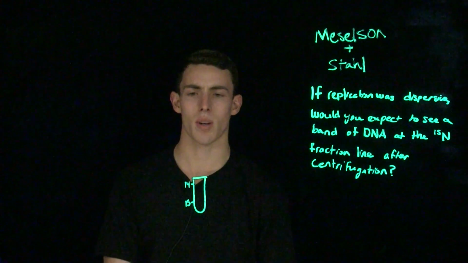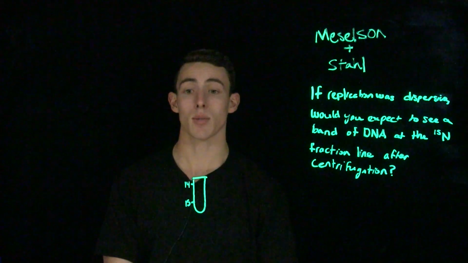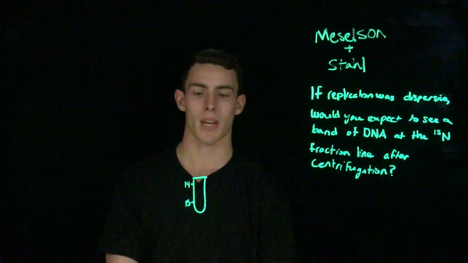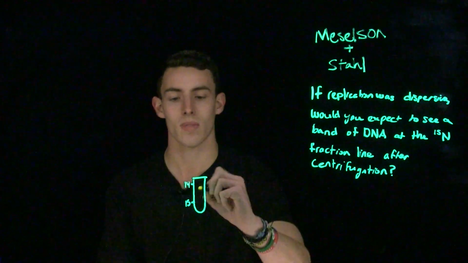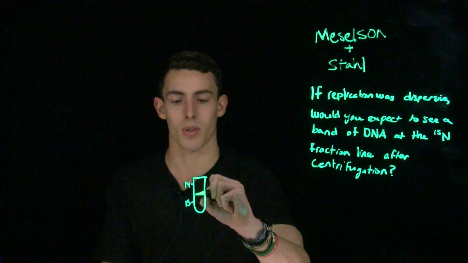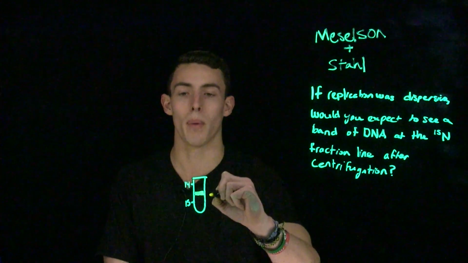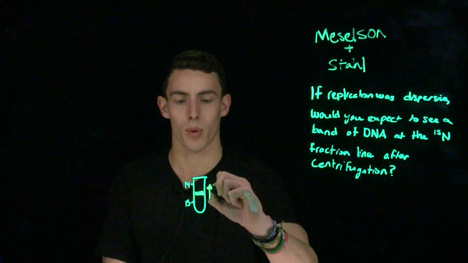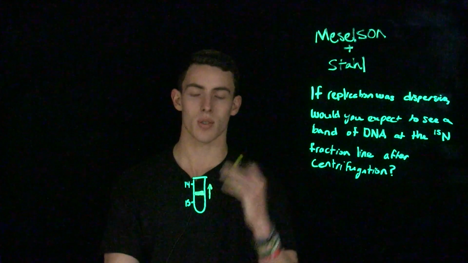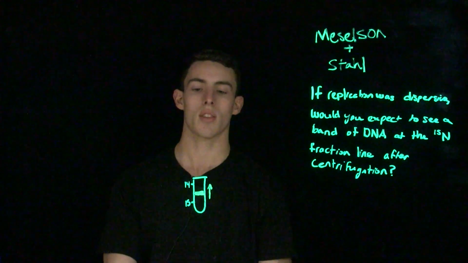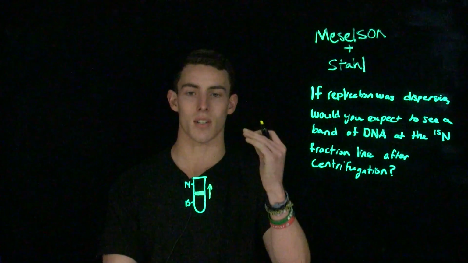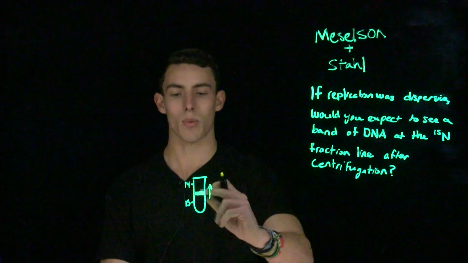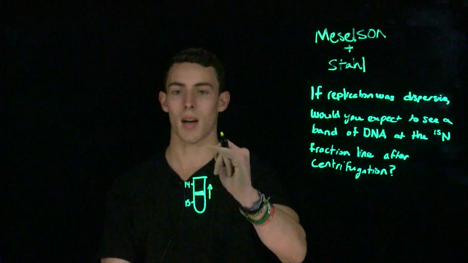So what does a dispersive replication band look like? As we discussed before, because dispersive replication jumbles up all the DNA fragments and then puts them back together, our line is going to be somewhere smack dab in the middle of the two. But it's also moving upwards towards the 14 because after subsequent replications, the percentage of 15 is going to go down in the strands and the percentage of 14 is going to go up. So again, we have a strand somewhere in between and it's moving upwards.